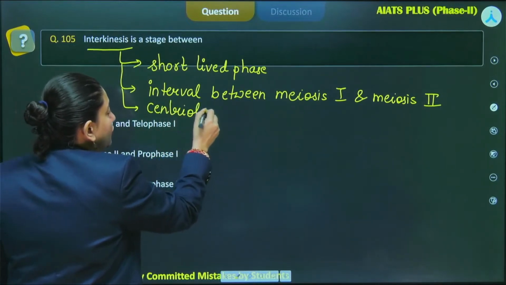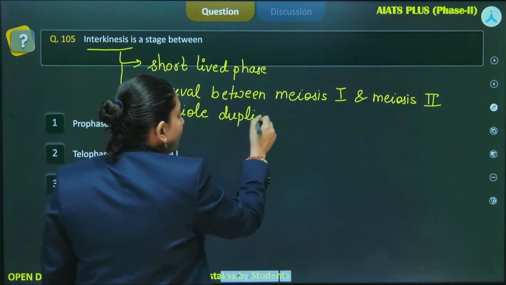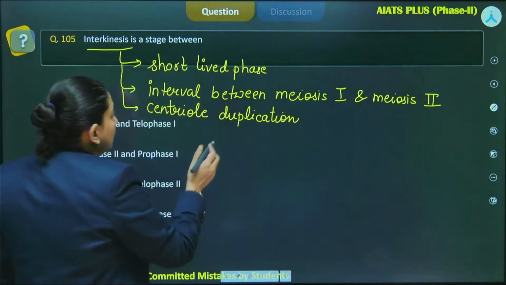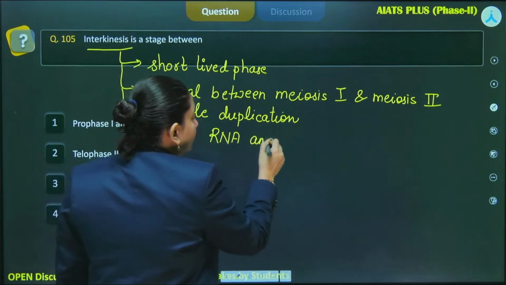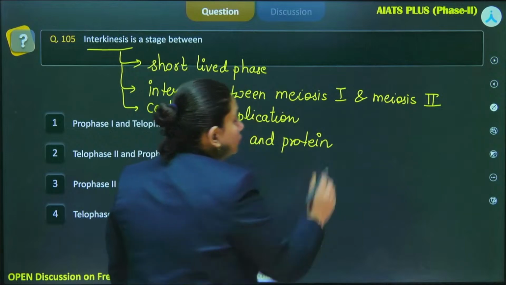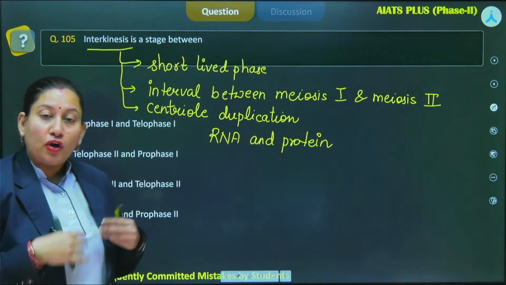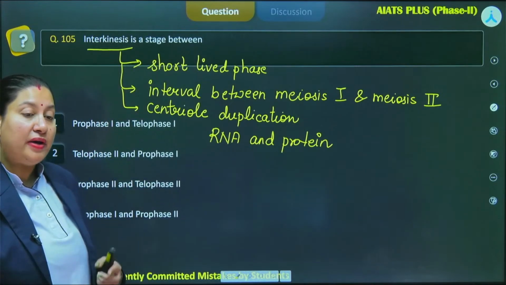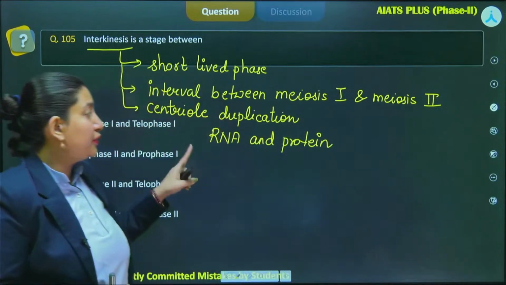So when we talk about this interkinesis, over here what happens is, in the animal cell we'll see the duplication of centriole, right, as we could see in S phase. Over here we could see RNA and protein synthesis as well, because the cell has to prepare itself for meiosis 2, right? Meiosis 1 is being completed, a little bit of decondensation occurs, the mitotic apparatus is already dissolved, so this is the time where all the preparation that needs to be done for meiosis 2 is going to occur.